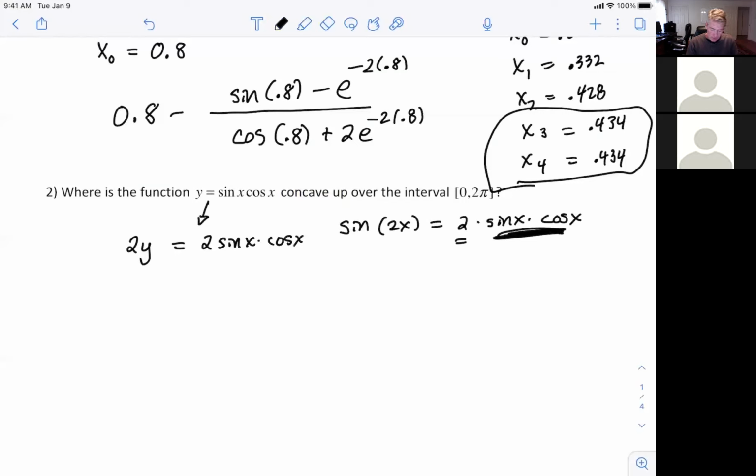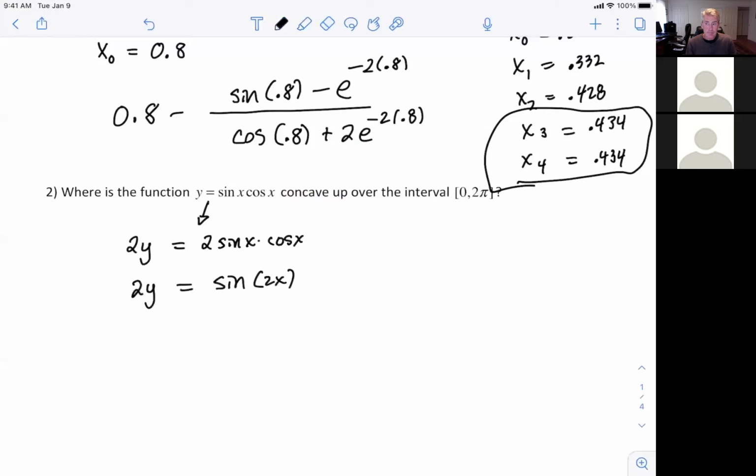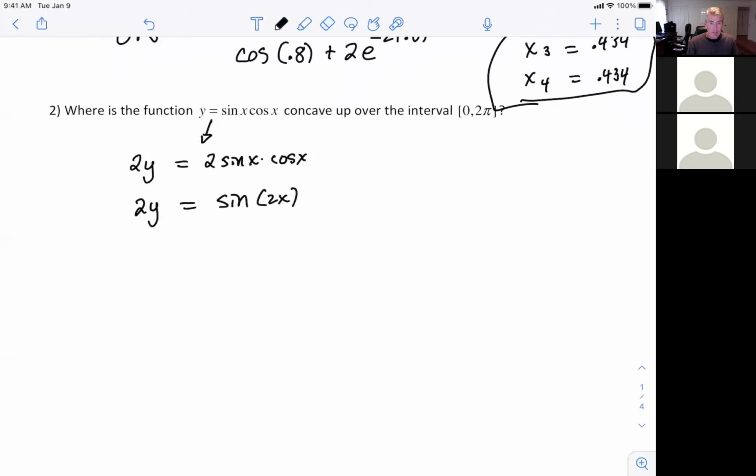And by multiplying by 2, you do not change the concavity, whether it's concave up or concave down. And then on the right side, that's the trig identity for sine of 2x. Now we could take the derivative, and it's going to be a lot less work after using this trig identity.